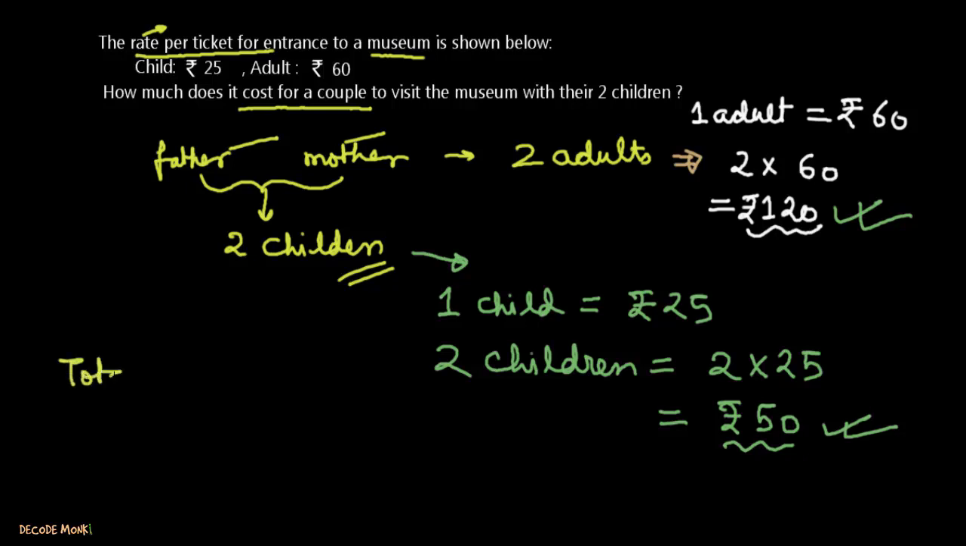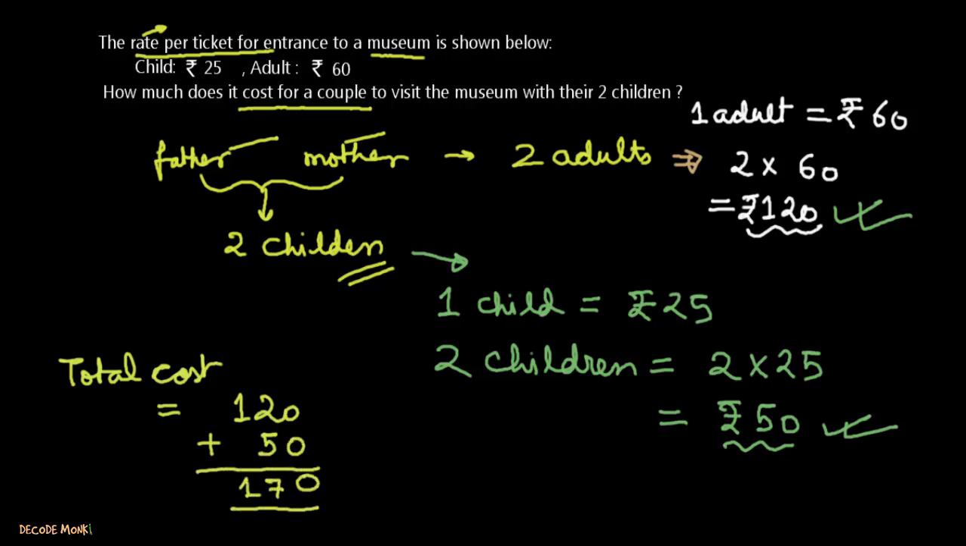So the total cost that needs to be paid at the ticket counter is equal to 120 required for the adults and rupees 50 required for the children. So this is equal to, if you add, you will get rupees 170. The answer is rupees 170. So this is the answer to this question. I hope you have understood till this point.